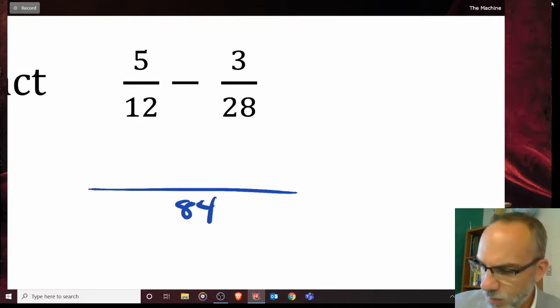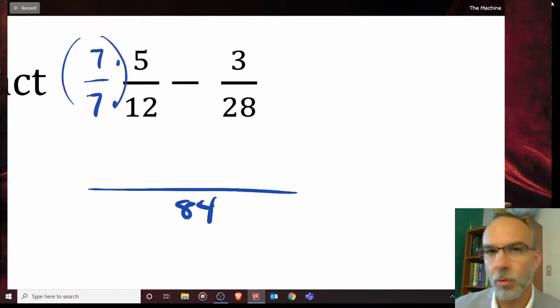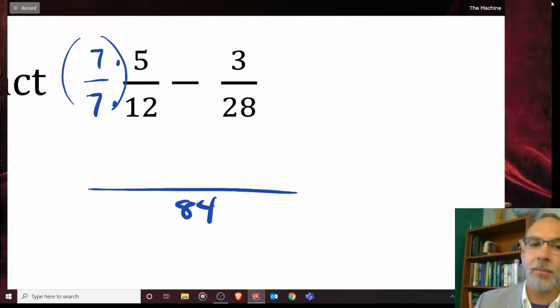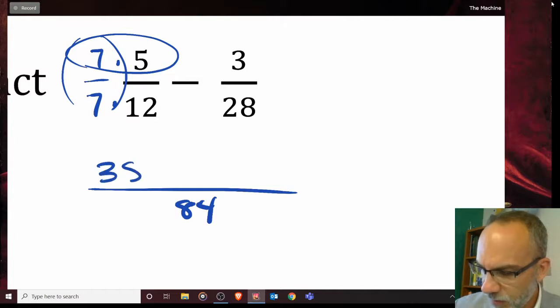What do I need to do to make a 12 into 84? I need to multiply 12 by 7, which means I have to multiply the top by 7, right? Because what's the value of 7 over 7? 1. And I'm allowed to change the form of the fraction, but not the value. So I'm multiplying by 1. 7 times 5 now, that becomes 35.